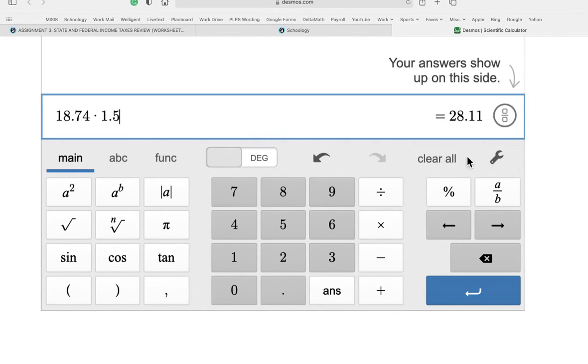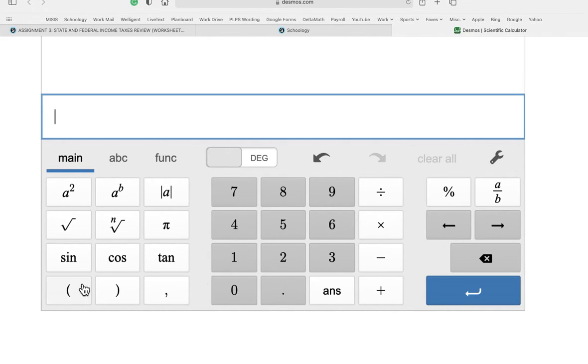So I'm going to go over here and I'm going to say parentheses 40 times $18.74, right? Plus parentheses 1 times $28.11.